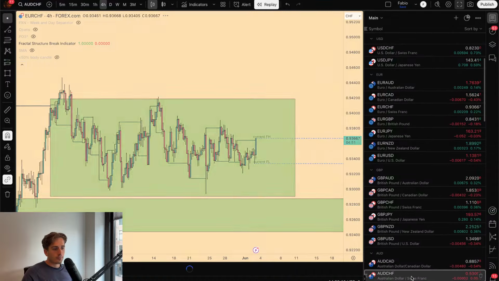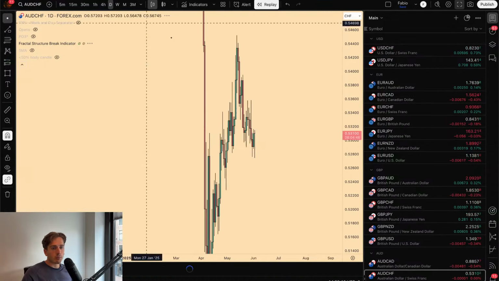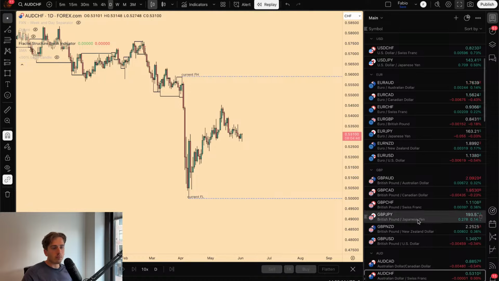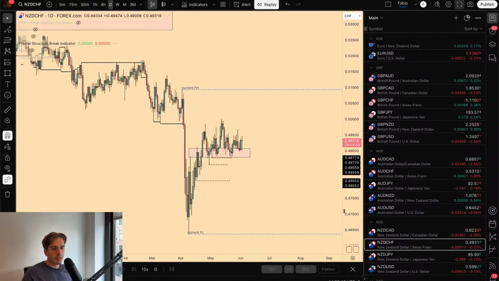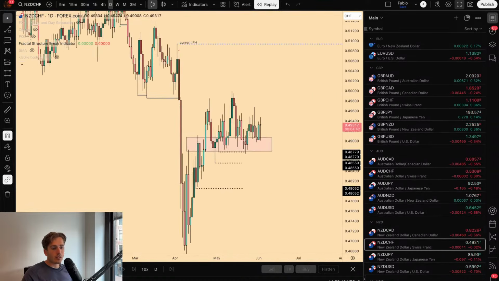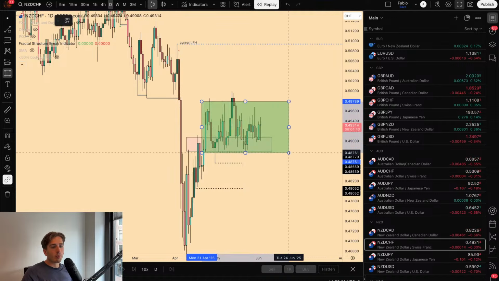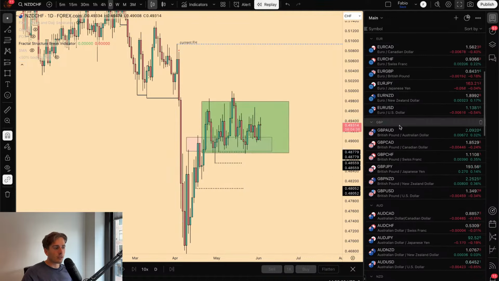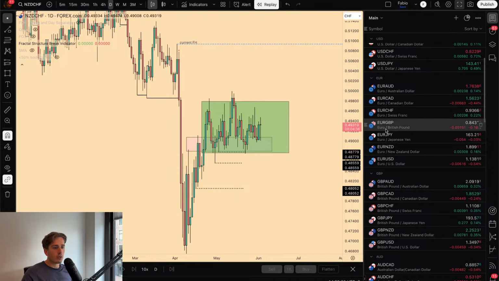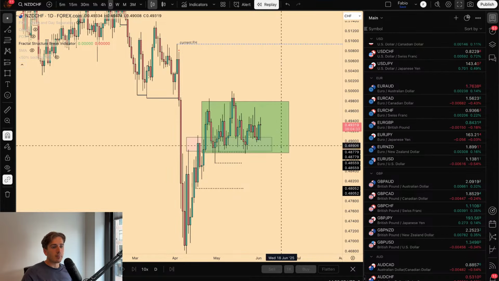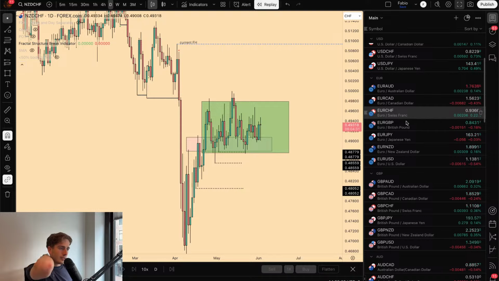Aussie Swiss, also looking for more upside still. And NZD Swiss, it's kind of the same, but I'm a little bit more bullish on NZD than on Euro. I'm still pretty bearish on Euro. That's why I think NZD CHF is a better buy than Euro Swiss.